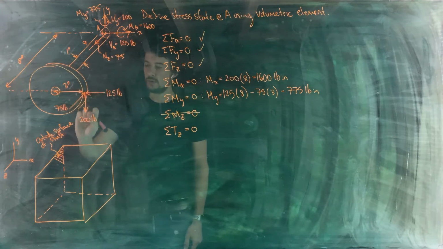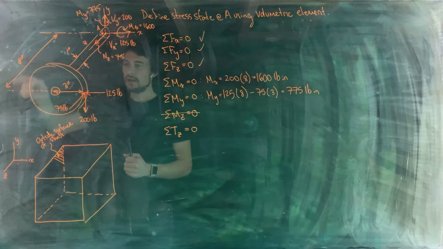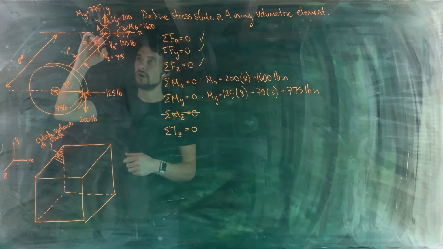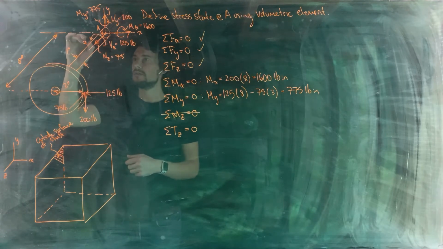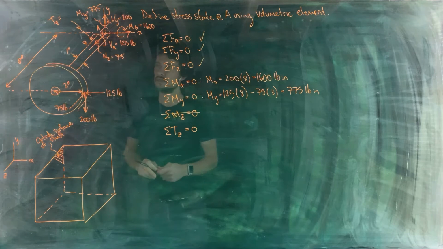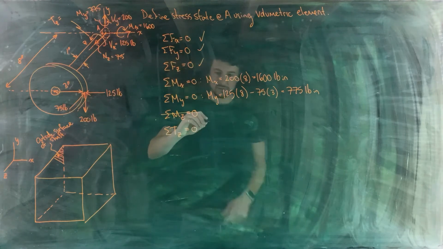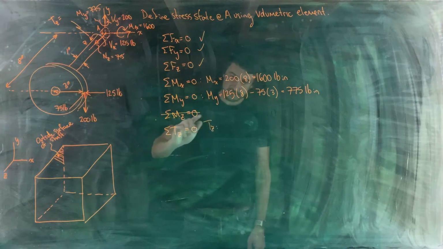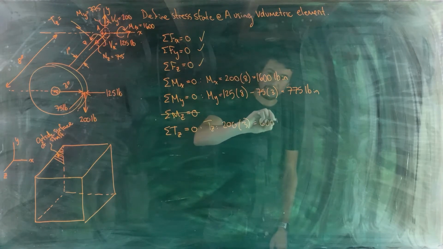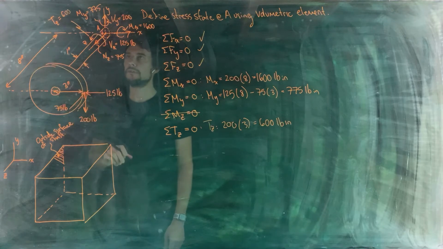The 200-pound load, however, would want to rotate the gear in the clockwise direction about the z-axis. So there needs to be an internal torque in the opposite direction. Okay, so this here is T subscript z, and its value is 200 multiplied by 3, 600 pound inches. Okay, let's put that up here, 600 pound inches.